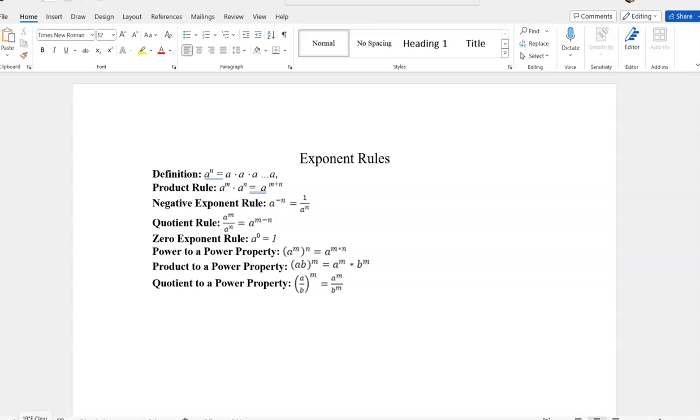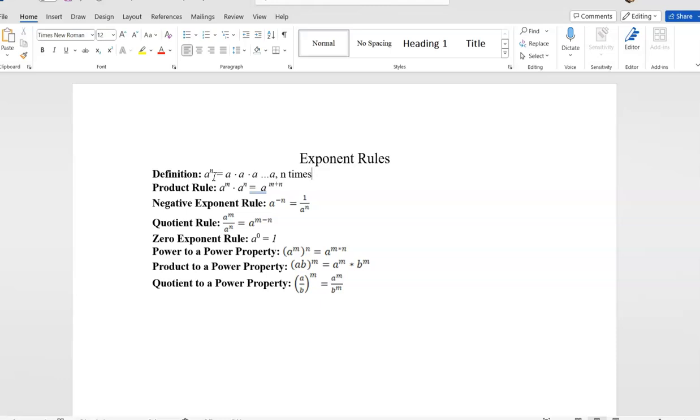So the first one on this list, and this is a list I've posted in the course shell if you just want a nice list of the rules, is the definition of an exponent, which is that a to the n is a times a, n times, however big n is. I'm not sure why this doesn't say n times, we'll add it, okay? It's just telling you how many times to multiply that base by itself. So this is 3 to the third, 3 times 3 times 3, which is 27, okay?